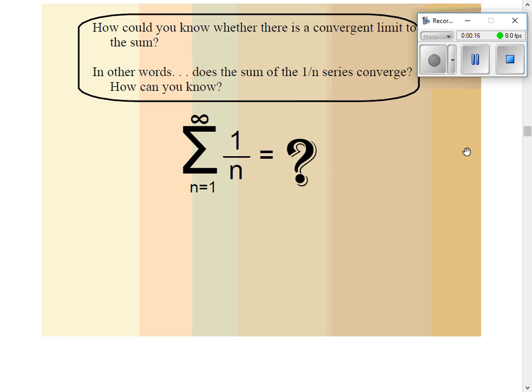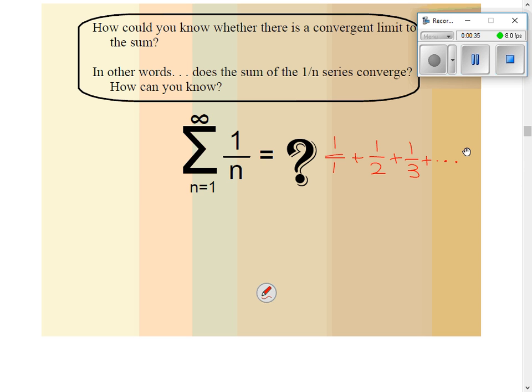If I took the sum of this as n went from 1 to infinity, what would my first term be? 1 over 1, right? There you go. 1 over 1 plus 1 over 2 plus 1 over 3 on to infinity.